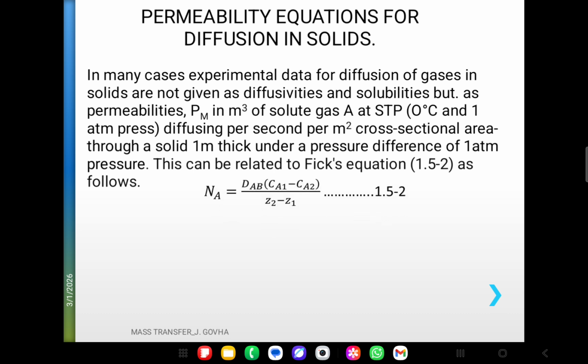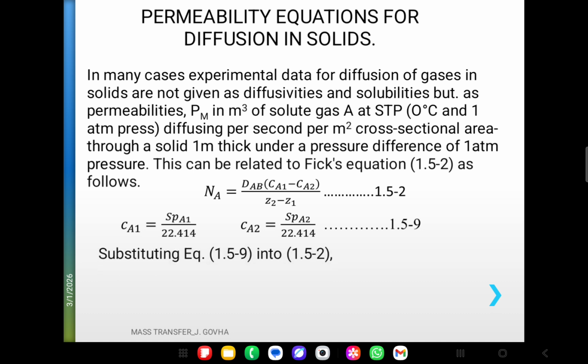So NA = DAB (CA1 minus CA2) over Z2. This is Fick's law. But remember the relationship between concentration and solubility: CA1 is S PA1 over 22.414, and CA2 is S PA2 over 22.414 there.